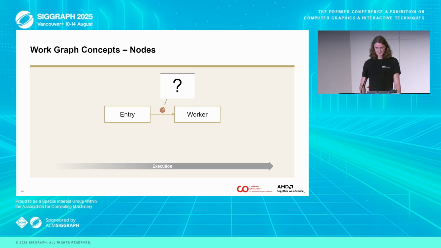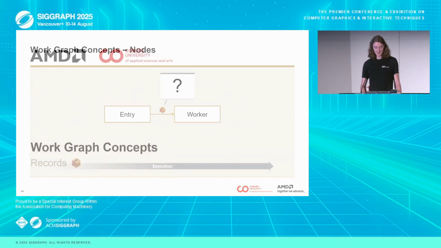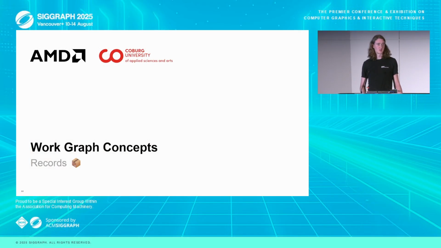So in the next concept, we'll look at how we can parameterize these records to make nodes do different things depending on their input. And this is where we hand back to Stefan, who'll tell you something about how to declare records and use them in a work graph.